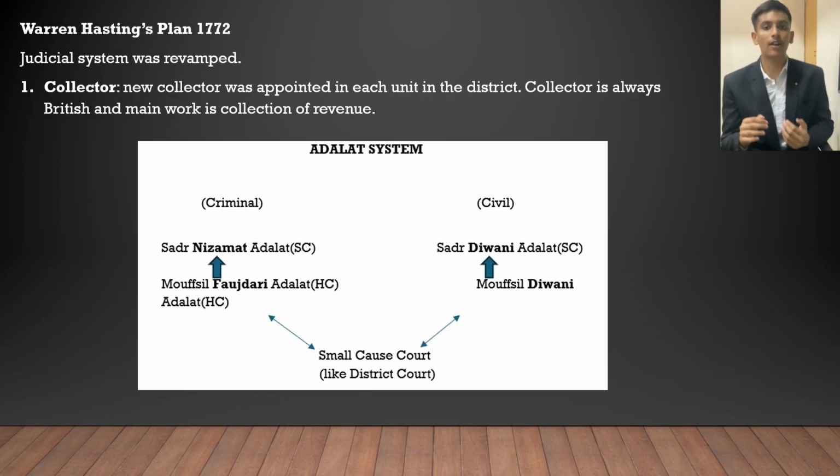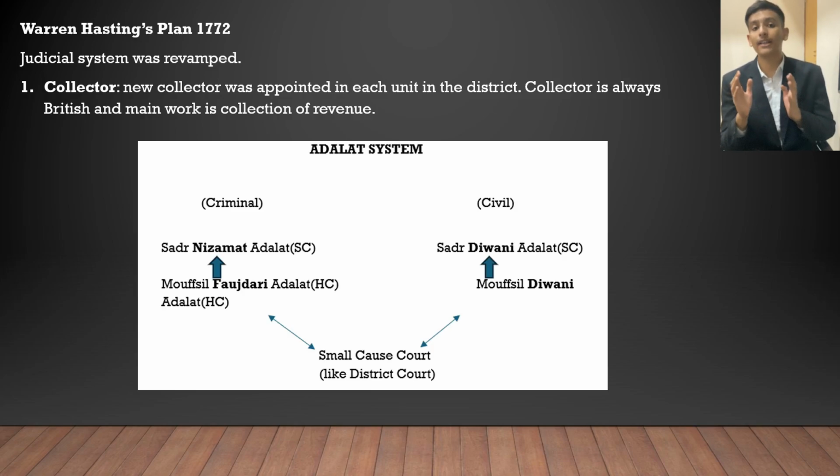What happened in this plan was that the entire Adalat system which existed in Bengal till 1772 was entirely changed. So what did it change to? First, a collector was appointed. A new collector was appointed to each unit in the district. So particular districts got their own collector who would manage the judicial system and the collection of revenue.